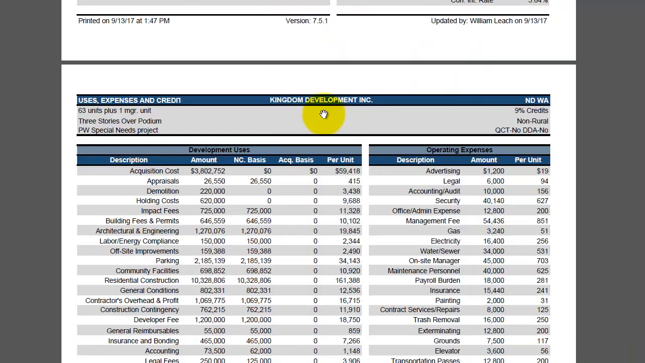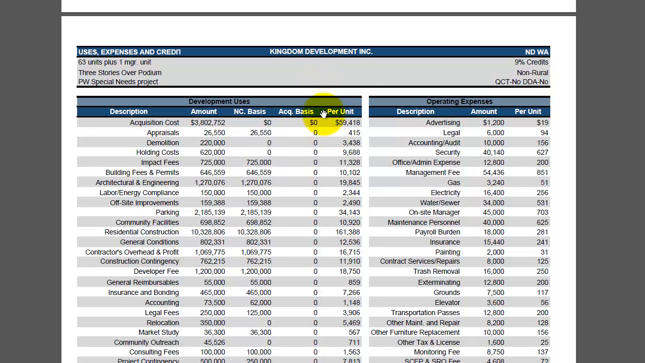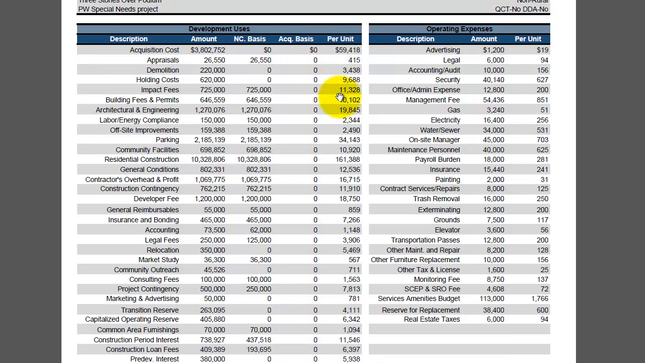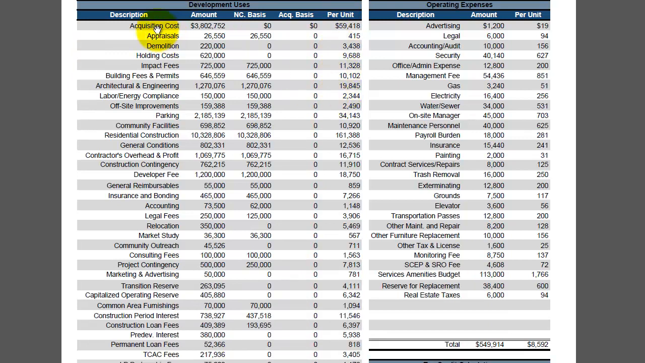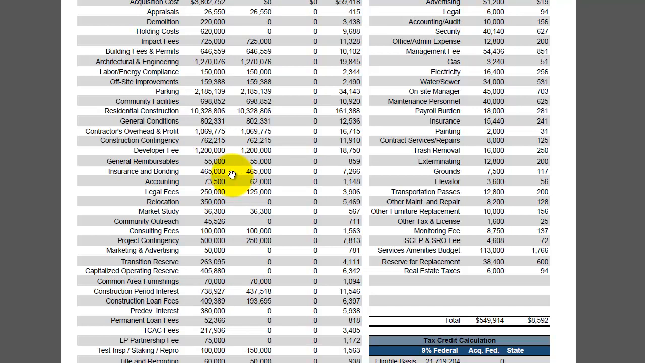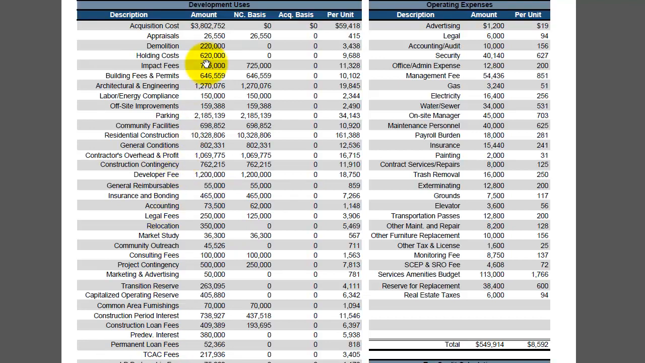On the second page of this report, which I continue to call the summary, I typically print these two pages together. This gets into the details of the cost. You'll see that there's many more line items than the first page showed. And this shows you each line item, what the amount of that cost is going to be, how much of that's going to be new construction basis, how much will be acquisition basis if you're talking about an acquisition deal. And it gives you a summary of how much those costs are on a per unit basis.